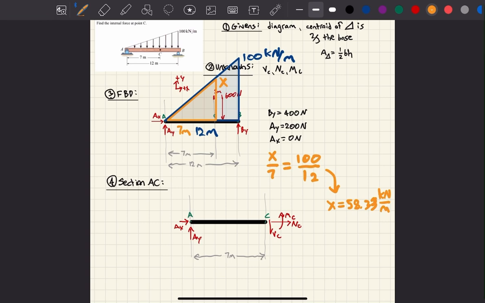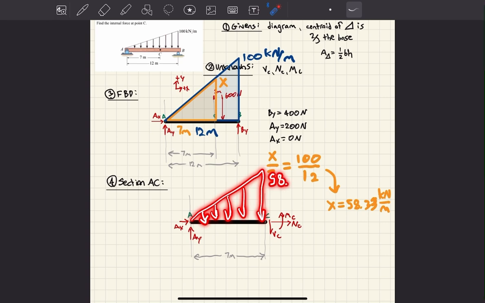And that's how you find this new distributed load. So we'll add that. It'll kind of look like this, but instead of 100, it'll be 58.33 in magnitude and 7 meters long. Okay, now I'm going to do the exact same thing I did before.